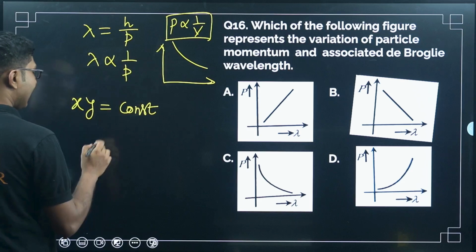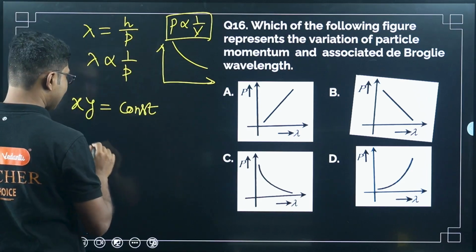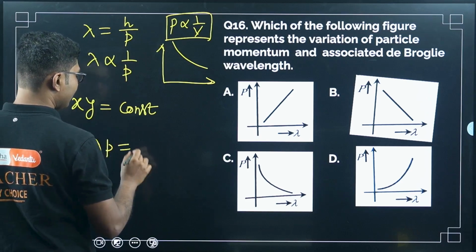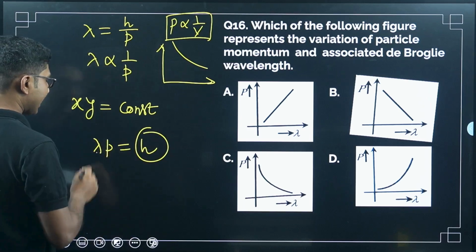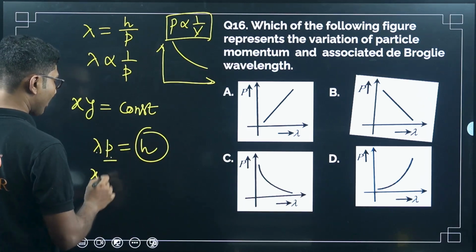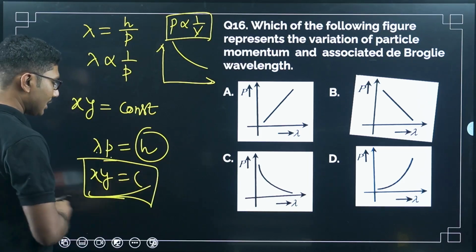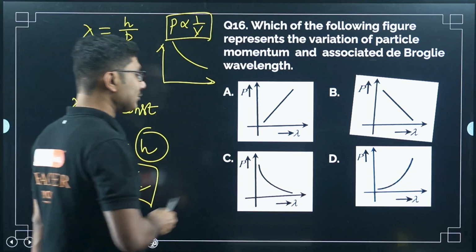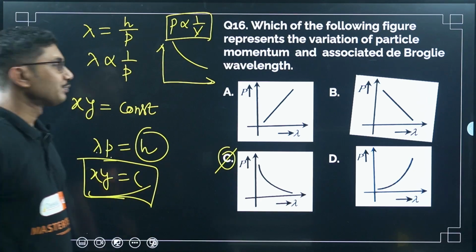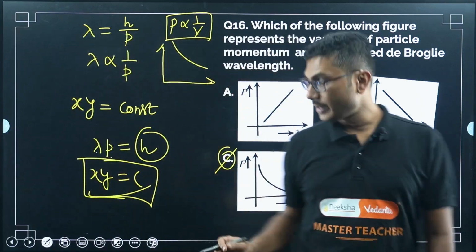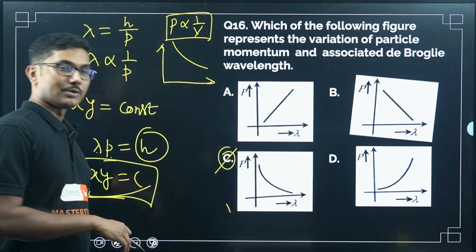Now in this case, lambda is equal to h by p. So you can say that lambda p equals to h, right? h is a constant, Planck's constant. Lambda is along the x axis, so it is x. p is along the y axis, so this is y. So this obeys this equation. So from here you can say that this will be a rectangular hyperbola. So this will be the correct answer. Only the positive hyperbola. There is a negative hyperbola as well, but that is outside scope because lambda is only positive, wavelength cannot be negative.